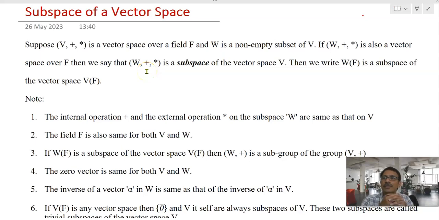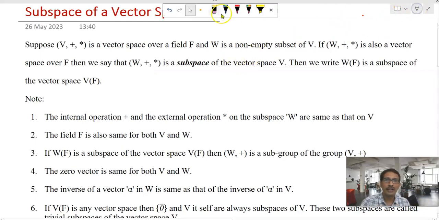Dear students, in this video, I want to introduce the concept of subspaces of a vector space. What do you think of subspace? Do you know the concept of subset? Subset means a small set within a big set. Similarly, what is subgroup? Subgroup means a small group by itself within a bigger group, right? Similarly, subring. Similar to that concept, we now have the subspace of a vector space.